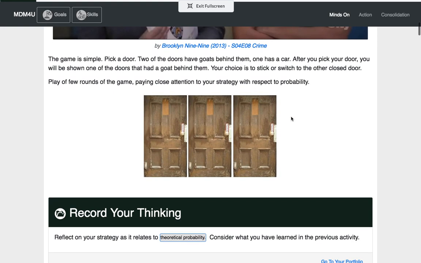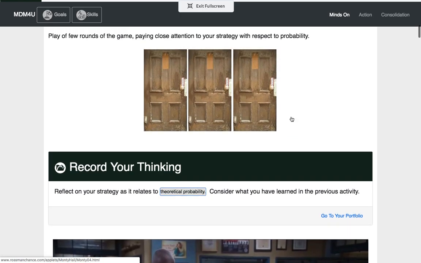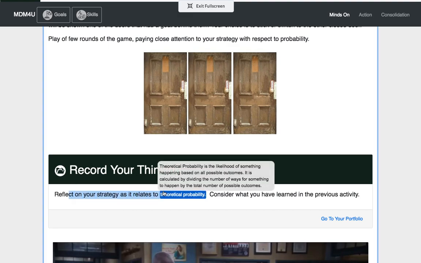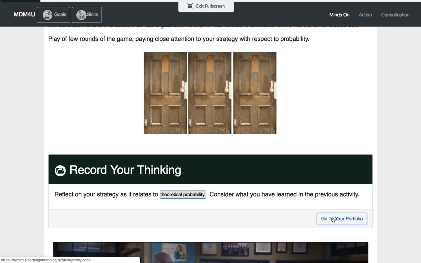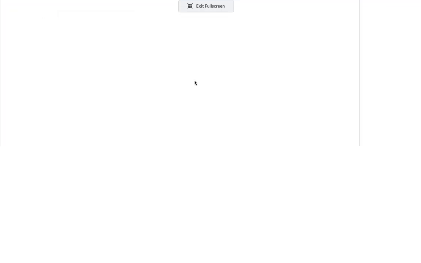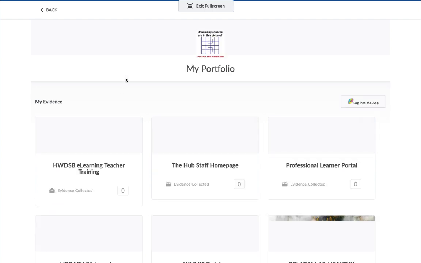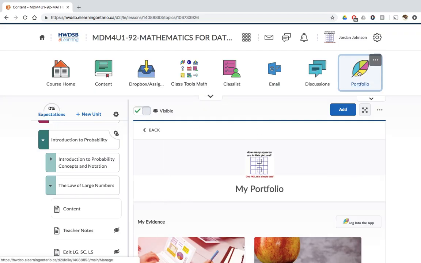Now, you're going to go through this again, take a look at it, and go through the activities. And it says record your thinking. So it says reflect on a strategy as it relates to your theoretical probability. Consider what you've learned in this activity. And it says go to your profile. So some of you are using this, some of you are not quite yet. Again, my first video I said don't worry about it, but it is important for you to be able to use. So let's go to portfolio.